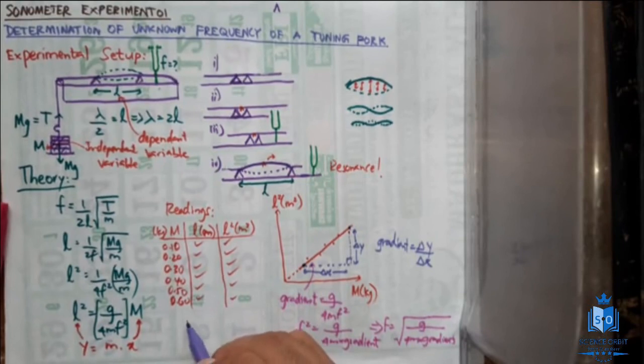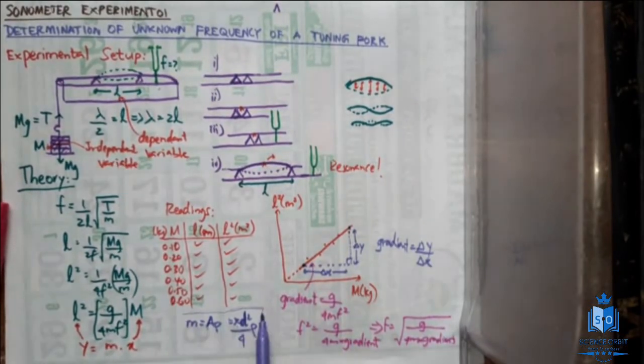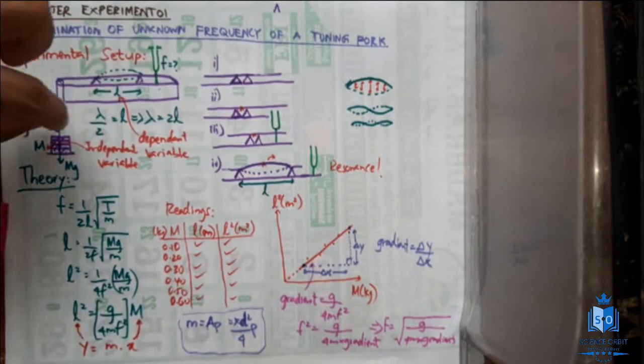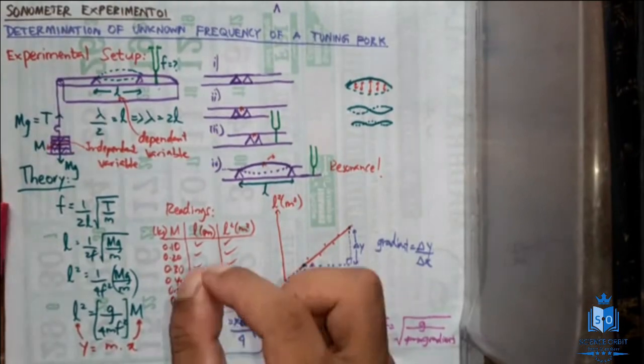I hope you can remember, m equal to A rho, that is pi d squared over 4 rho. Mass per unit length is equal to pi diameter squared over 4 into rho. Rho is the density of the wire. So, if you know the material of the wire, you know the density. Then using a micrometer screw gauge, you will measure the diameter of the wire at different places.